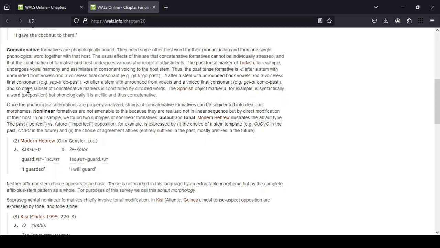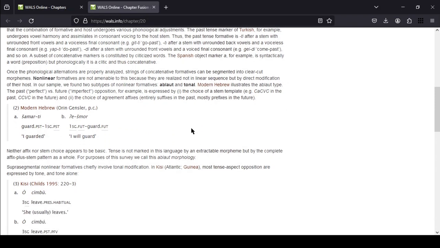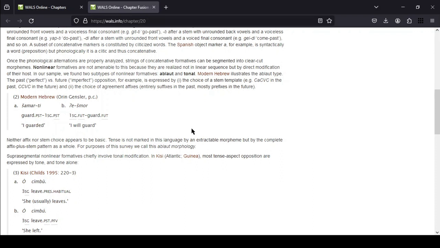A subset of concatenative markers is constituted by cliticized words. The Spanish object marker a, for example, is syntactically a word, a preposition, but phonologically it is a clitic and thus concatenative. Once the phonological alternations are properly analyzed, strings of concatenative formatives can be segmented into clear-cut morphemes.